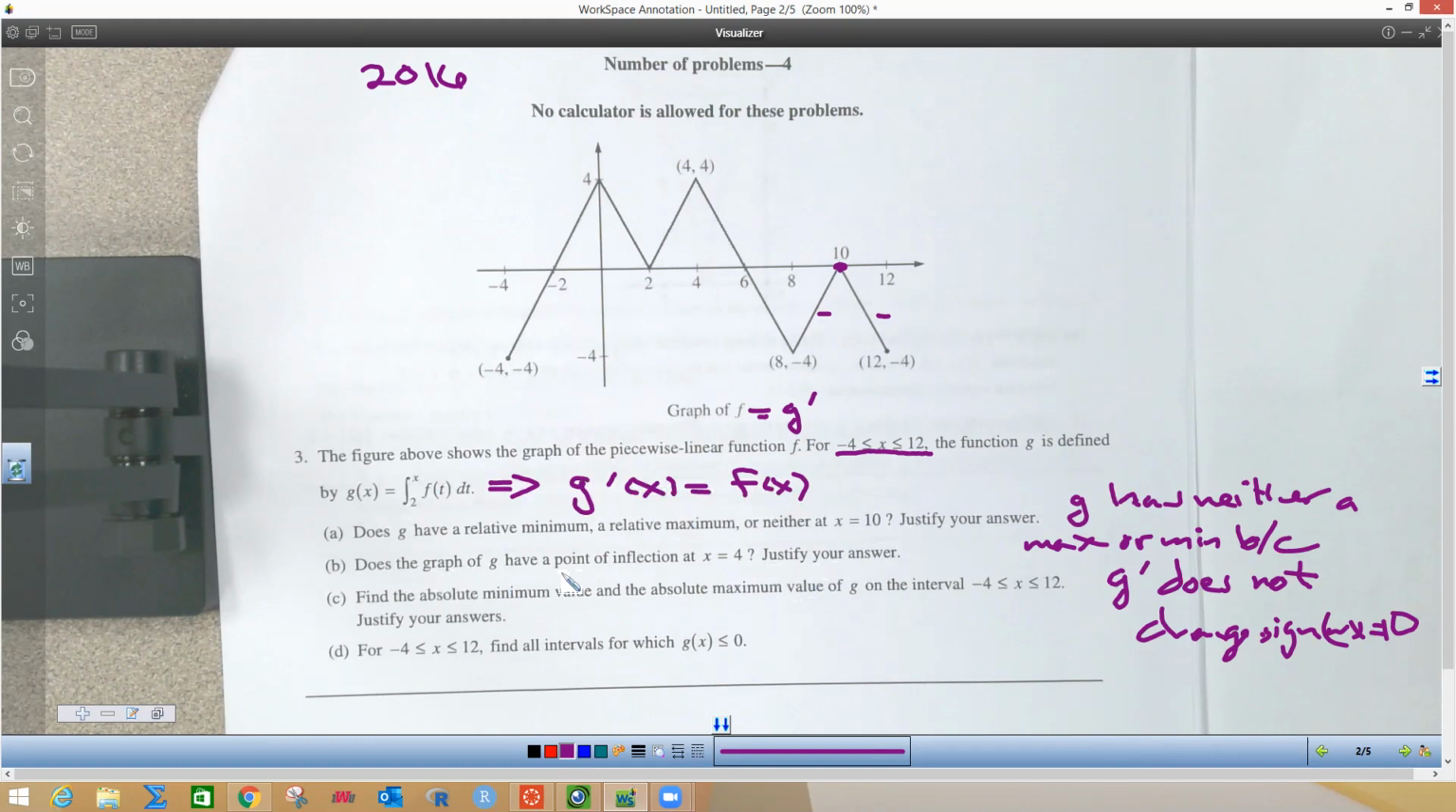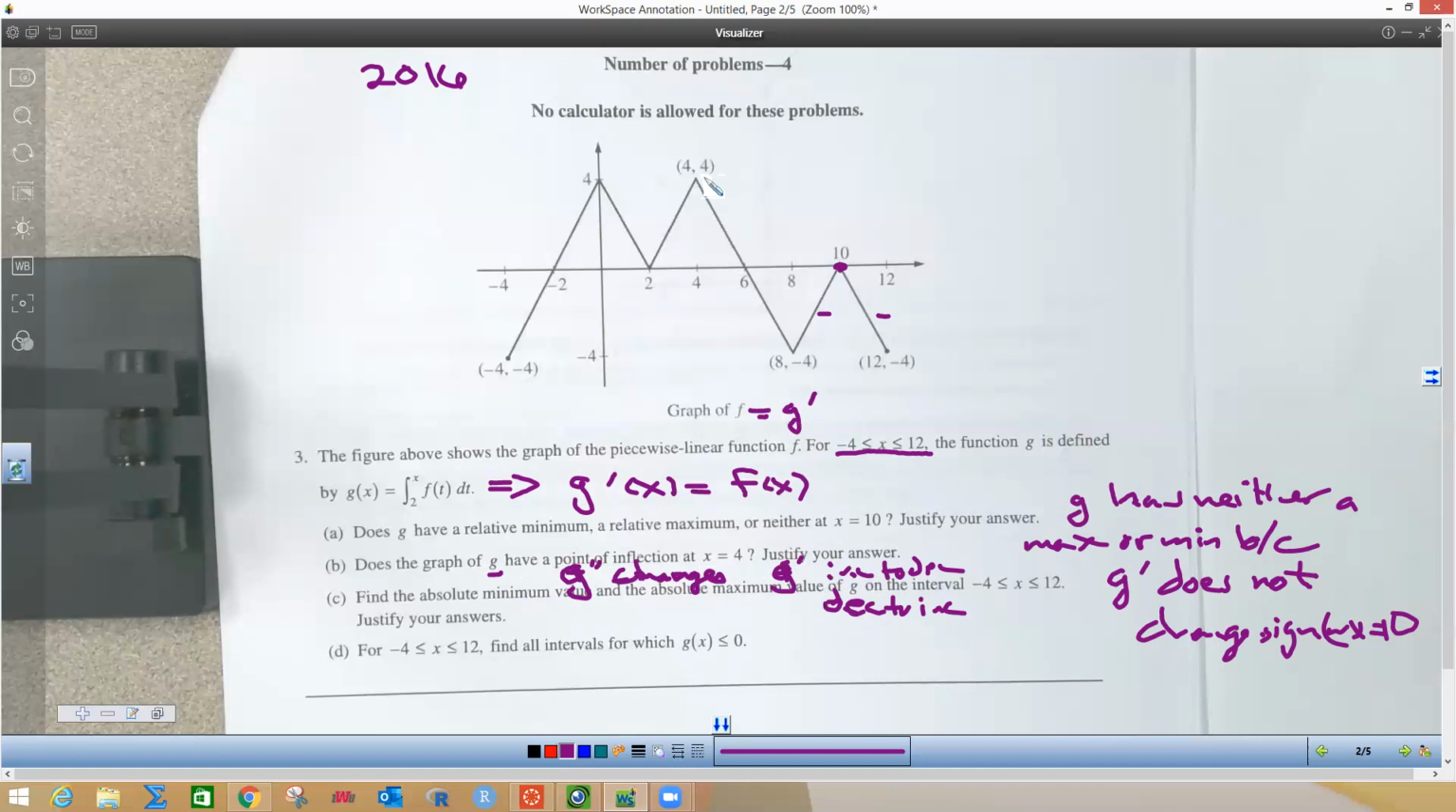Part B says, does the graph of G have a point of inflection at x equals 4? Well, points of inflection occur where the second derivative changes sign. The same thing as the second derivative changing sign means f prime will change from increasing to decreasing or decreasing to increasing. And I said f, I should have said g. This should be g double prime because we're talking about g, and this should be g prime. So one of these two reasons is going to be your reason for a point of inflection.